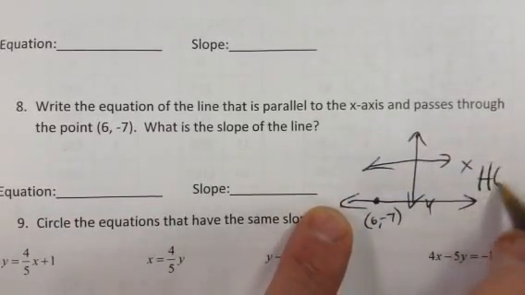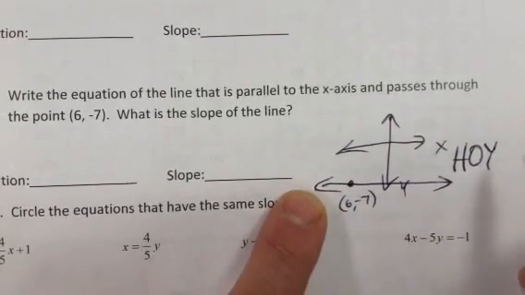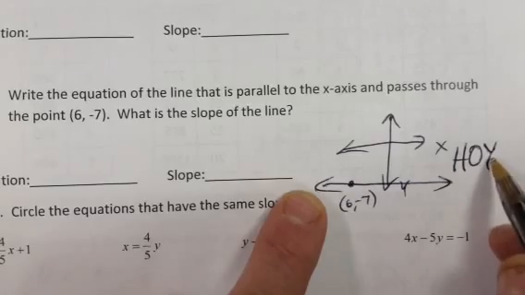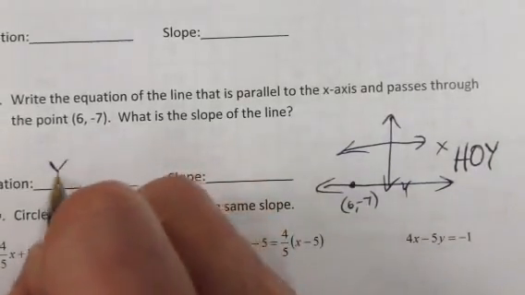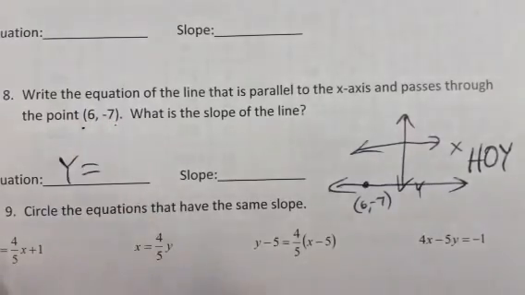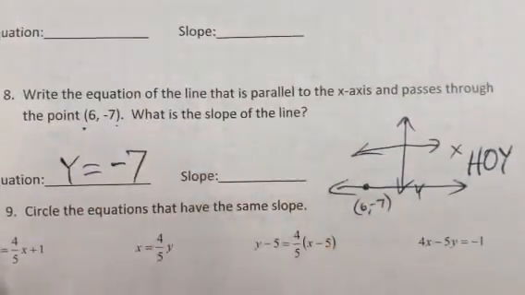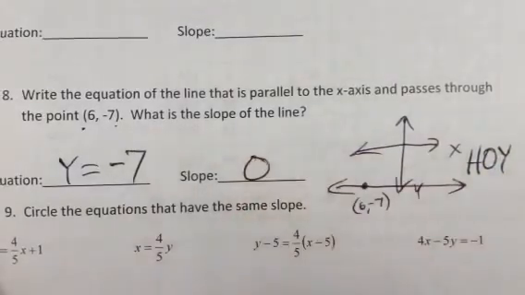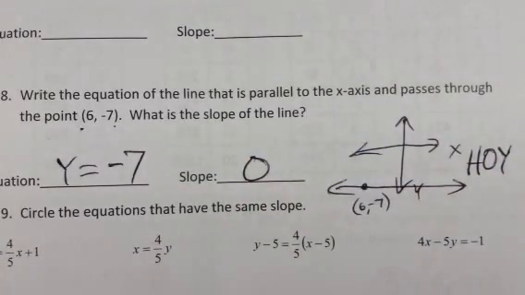Horizontal lines have a slope of 0, and their equations start with y equals. So what's my y coordinate over here, 6 or -7? That's right, it's -7. And the slope is a slope of 0.